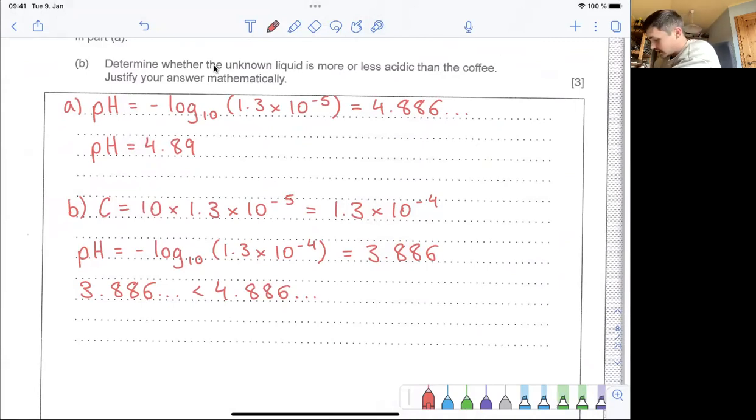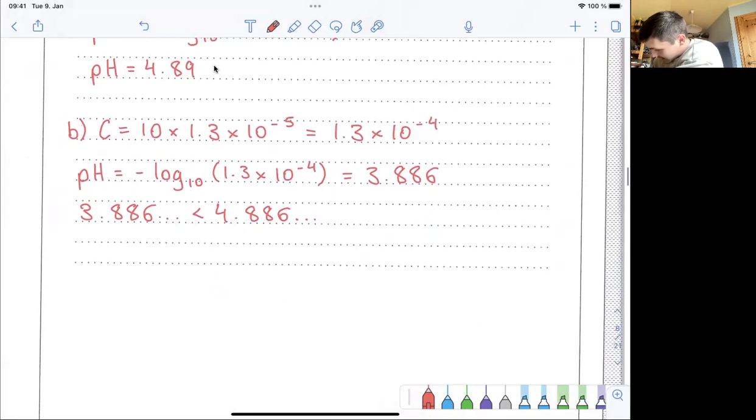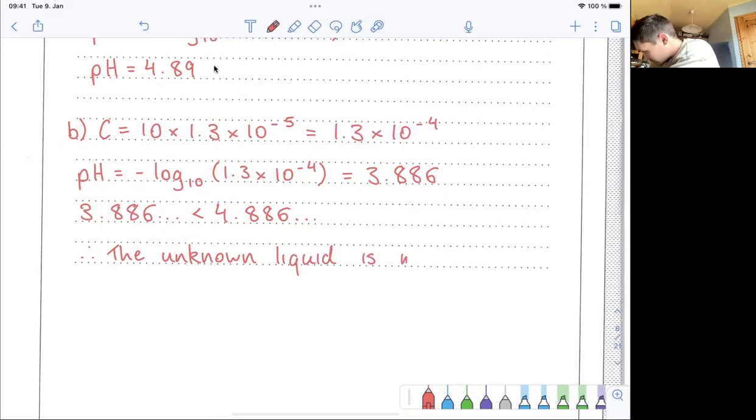But this is not a chemistry lesson, so we will just say therefore, so these 3 dots again, that means therefore the unknown liquid is more acidic. Okay, there is the answer.